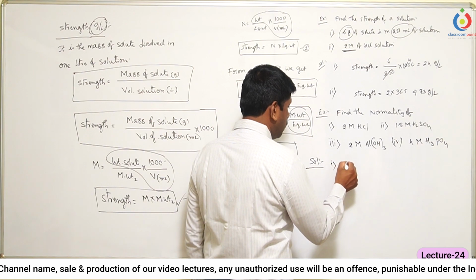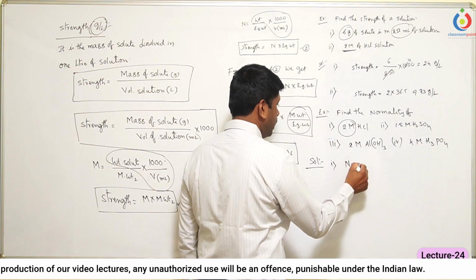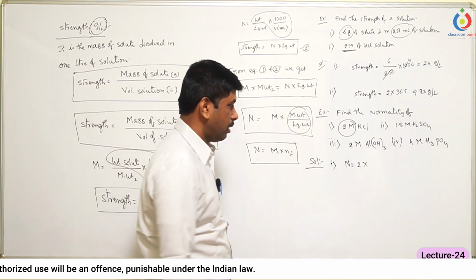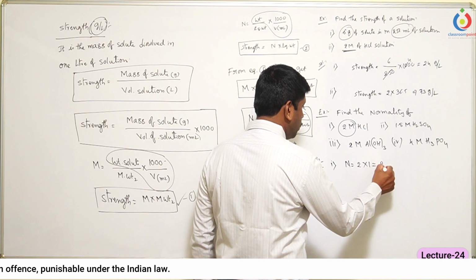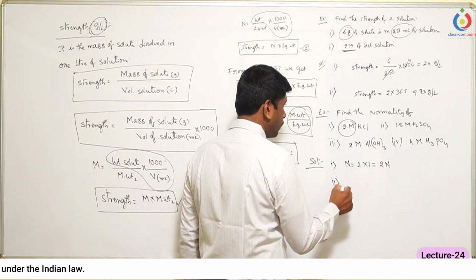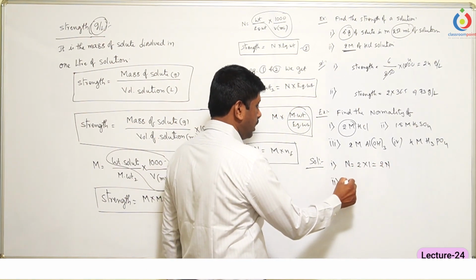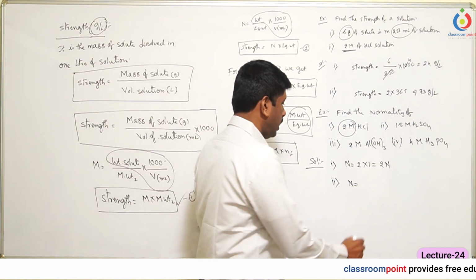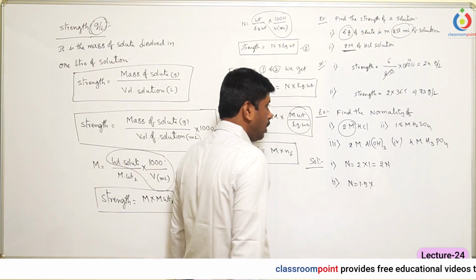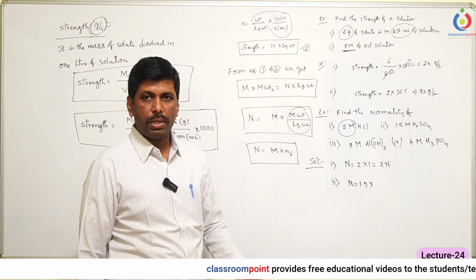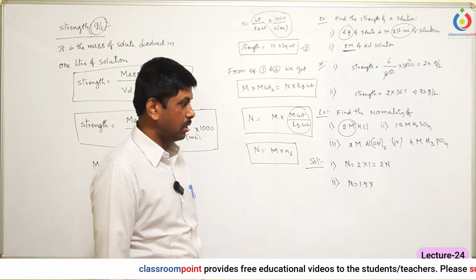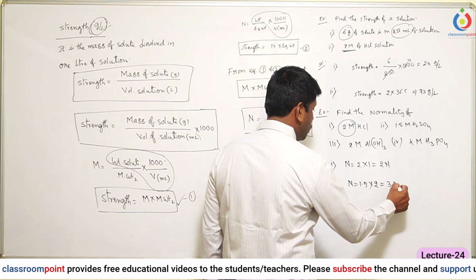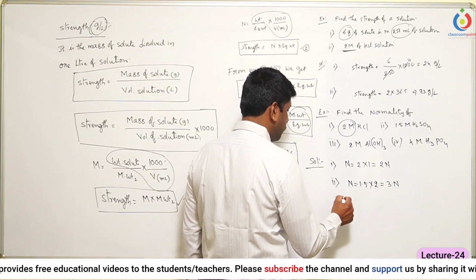So let us take the first one. Normality equals molarity, given as 2, into its n factor. HCl can give only one H plus ion, so 2 into 1 is equal to 2 normality. Next, the second one, the normality of the 1.5 M H2SO4 solution. Here 1.5 into the n factor: H2SO4 can release 2 H plus ions in complete neutralization, so we put 2 here. So its value is 3, so it is a 3N solution.